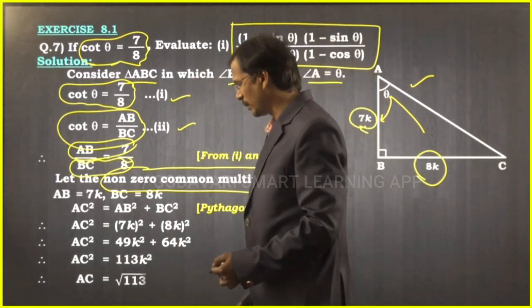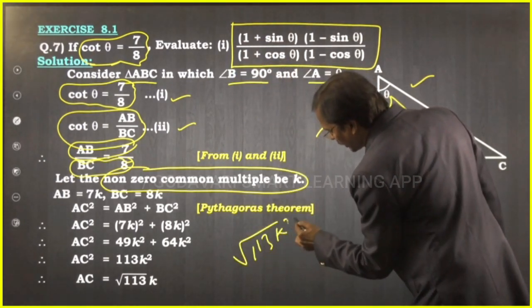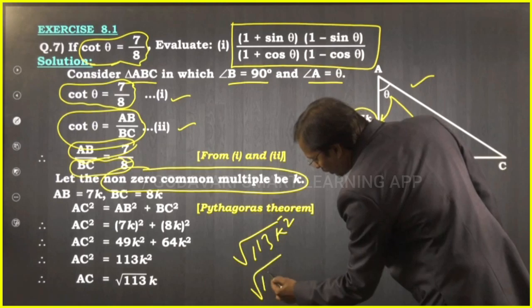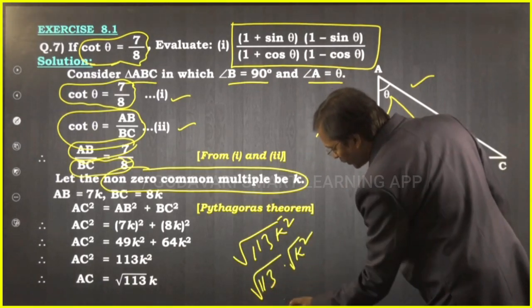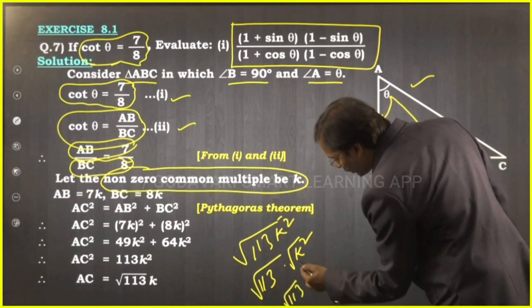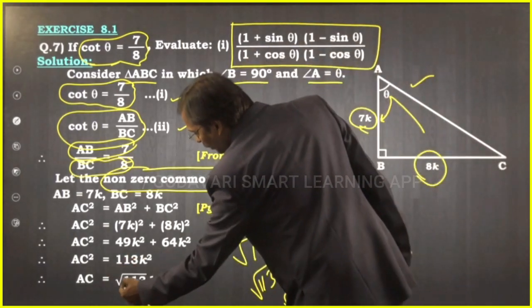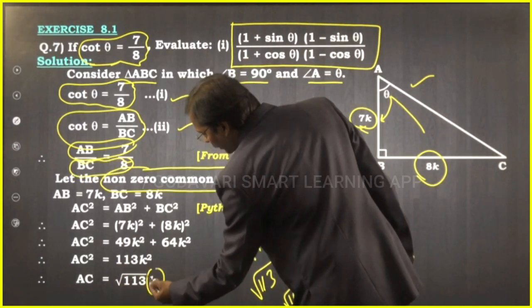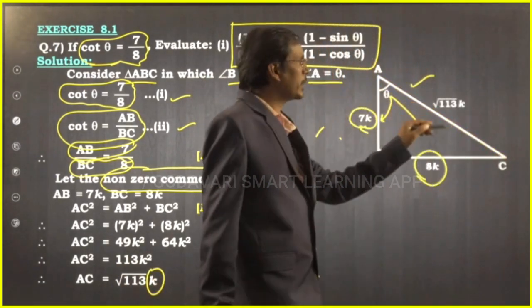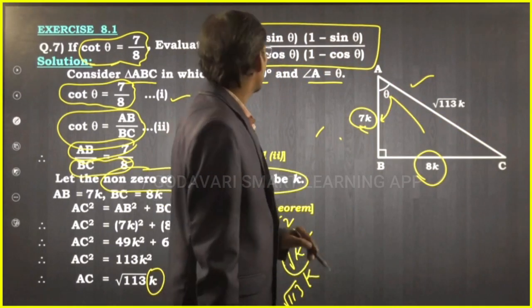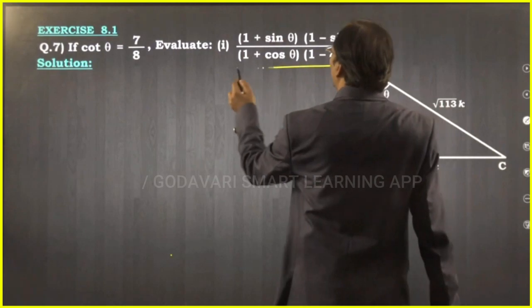Now AC is equal to root 113k square. But here we can't find root 113. The root of k square is nothing but only k. That's why AC is equal to root 113 k. So we got AC is equal to root 113 k. And here we have to find the required proof.